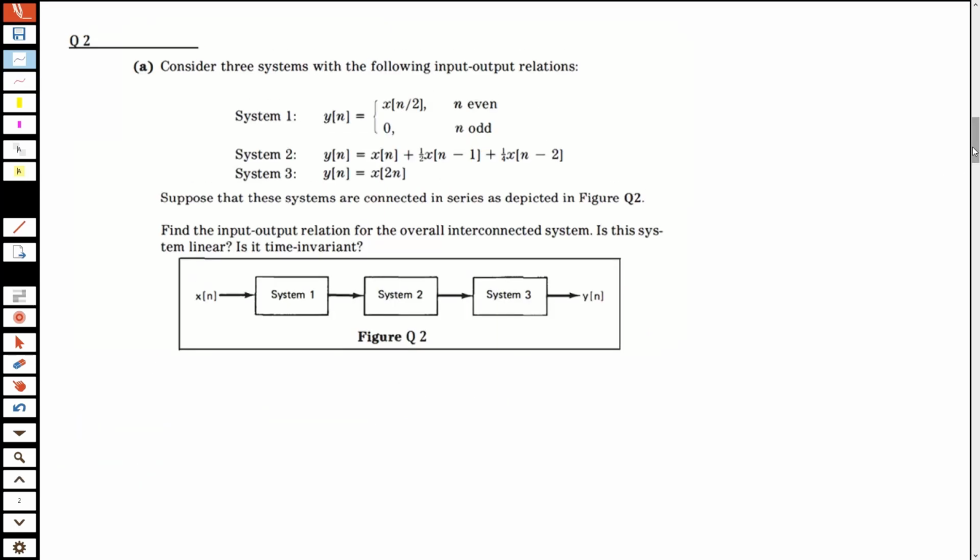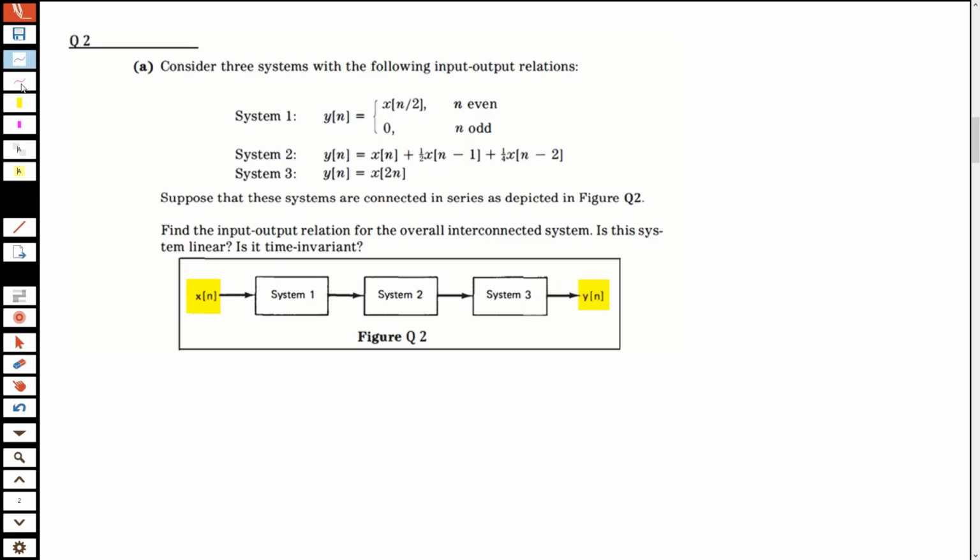Question 2 says that there are 3 systems defined in the following way. These are 3 discrete time systems. System 1 is this, system 2 is this, and system 3 is this. Suppose these 3 systems are connected in series, one after the other, as shown here in this figure. Find the input-output relationship for the overall interconnected system. That means we want to represent y[n] in terms of x[n].